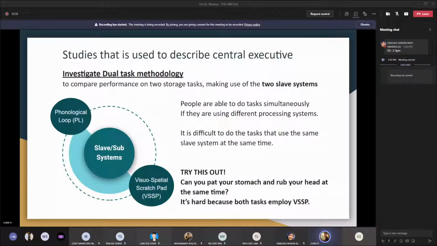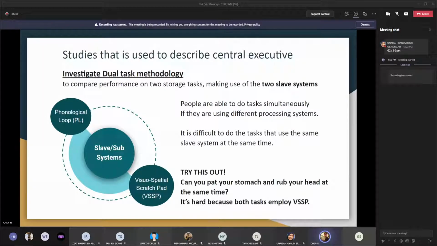So the first study is actually the dual task methodology, where it states that a person is able to do tasks simultaneously if they are using different processing systems, which are shown in the diagram, the two subsystems, phonological loop and the Visual Spatial Sketchpad. In other words, if you are doing two different tasks by using the same subsystem, then it's going to be hard. For example, if I were to ask you to pat your stomach and rub your head at the same time, some people might find it hard because both tasks employ VSSP.